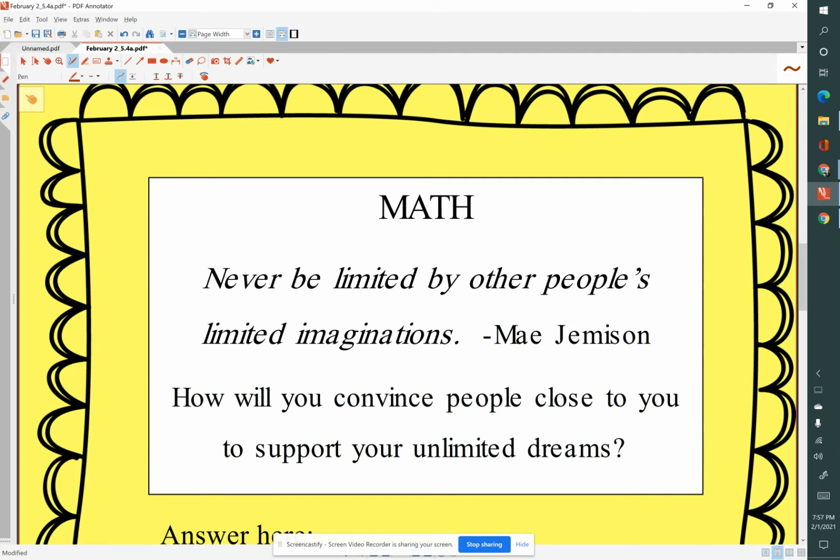So here's our do now. It's a great one. Never be limited by other people's limited imaginations. Let me tell you a little about Mae Jemison. She was an African-American engineer, physician, and also a former NASA astronaut. She became the first Black woman to travel into space when she served as a mission specialist aboard the Space Shuttle Endeavour. So she says, this is a highly accomplished woman, and she said, never be limited by other people's limited imaginations. She certainly must have imagined an awful lot for herself when she was younger.